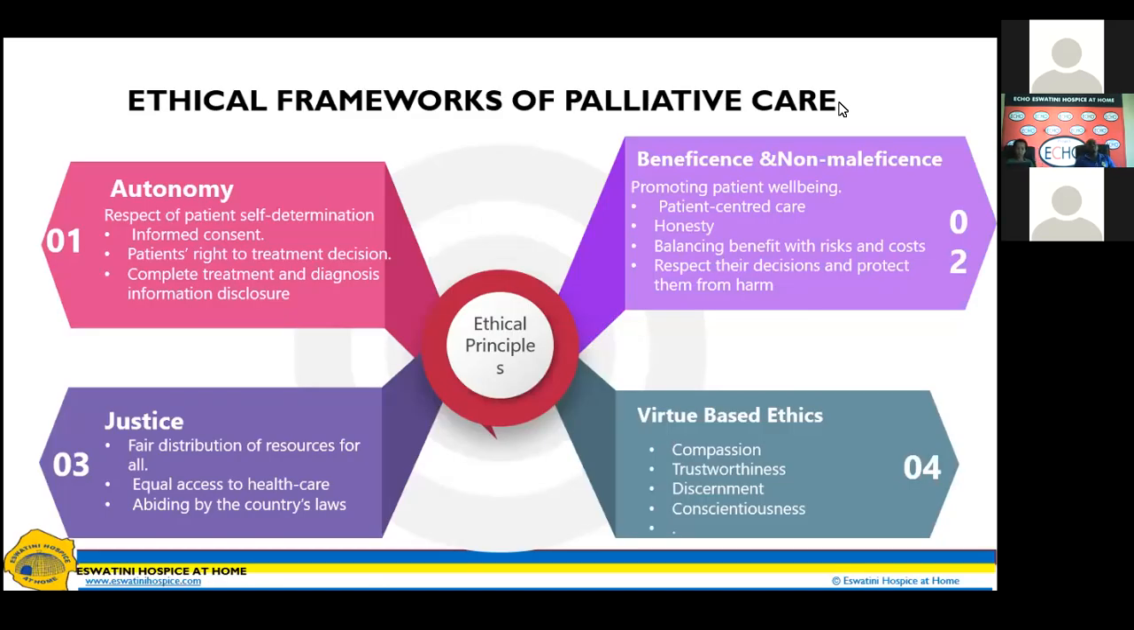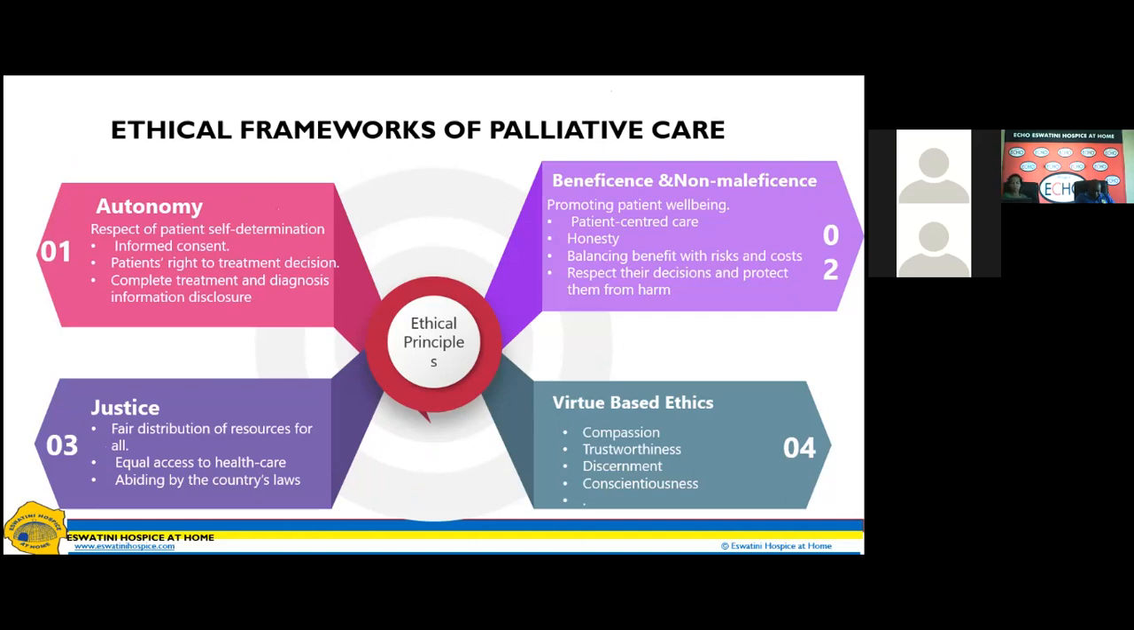What are the ethical frameworks in palliative care? Let's look at them. Number one is autonomy, whereby we respect the patient's self-determination. We have to make sure there is informed consent, and the patient's right to treatment decisions is observed. Complete treatment and diagnosis information should be disclosed. We shouldn't lock out any information. It's for the good of us as health workers and for the good of our clients as we take care of them at the end of life, where we want to improve the quality of life in the time remaining.